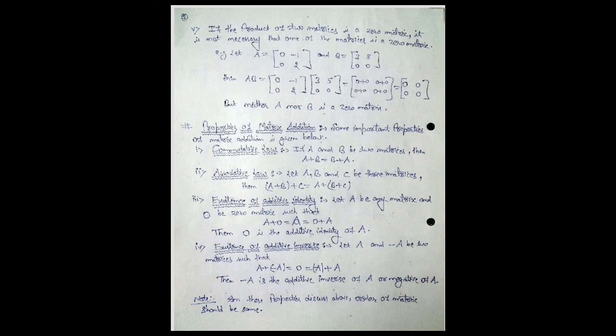The last note is, if the product of two matrices is a zero matrix, then it is not necessary that one of the matrices is a zero matrix. For example, here we take two matrices A and B.